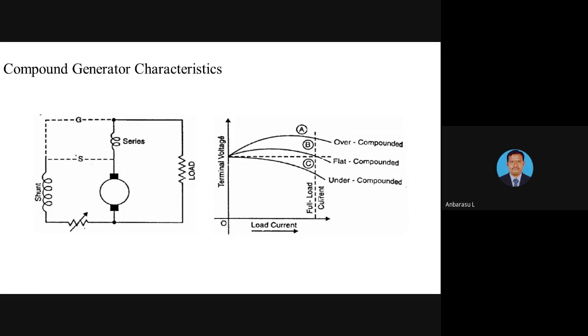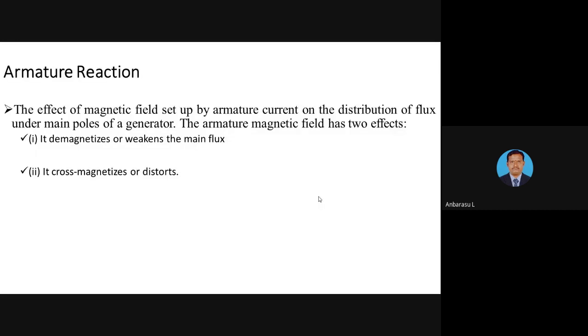Based on the connections, we can divide it into three types: over compounded, flat compounded, under compounded. If the series field flux opposes the shunt field flux, it is decreasing, which means under compounded. If it is equal, it is flat compounded. If it aids, the total flux strength is increasing, which is over compounded. DC generator, compound generator.